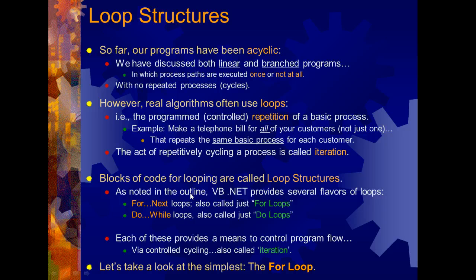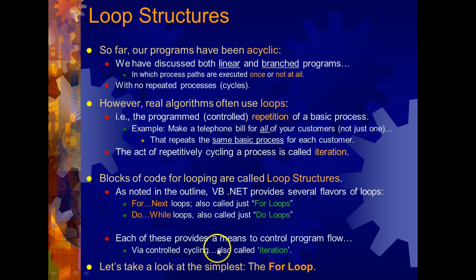As noted in the outline, VB.NET provides several different flavors of loops, several different kinds of loops. So far we've seen the for next loop, also called for loops. We're also going to see something called a do-while loop, also just called a do loop. Each of these provides a means to control the program flow. We do something 10 times, or 20 times, or whatever, so we're controlling the flow of the program via controlled cycling, also called iteration.